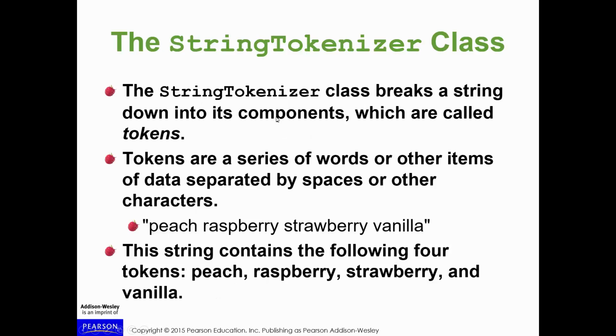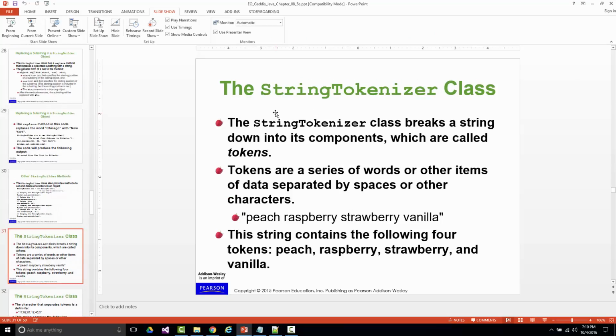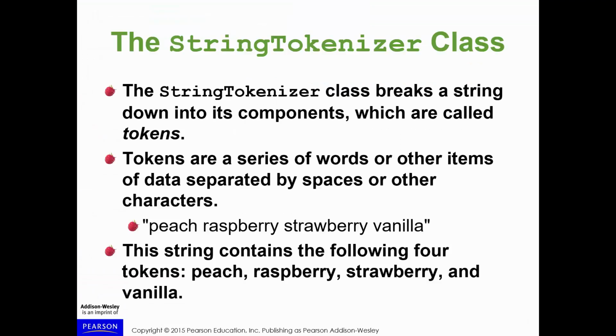All right, we talked a little bit earlier about the tokenizer, and working with the string tokenizer. I told you before that tokens are a series of words that are separated by spaces or something else. So if we look at the example right here, maybe they're different flavors of ice cream. The token character is a blank. So there's 4 tokens in there, and the token character is a blank.